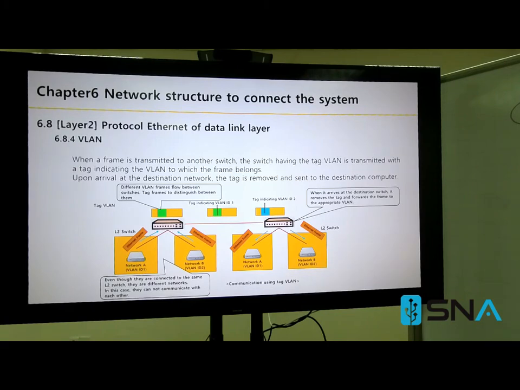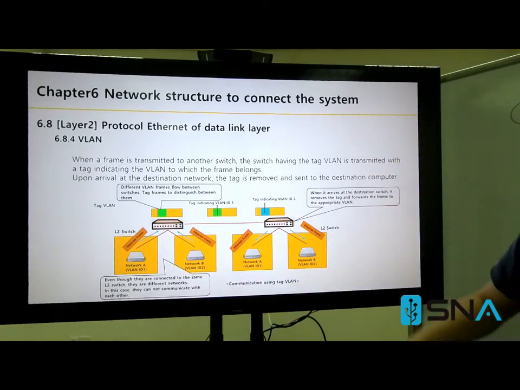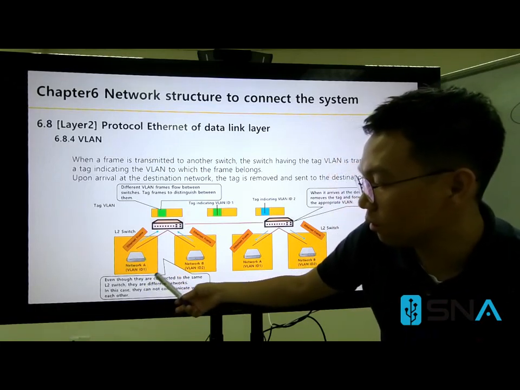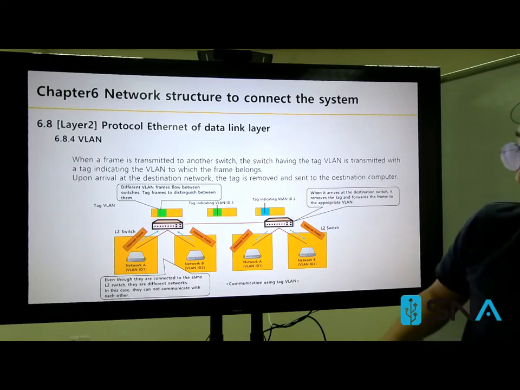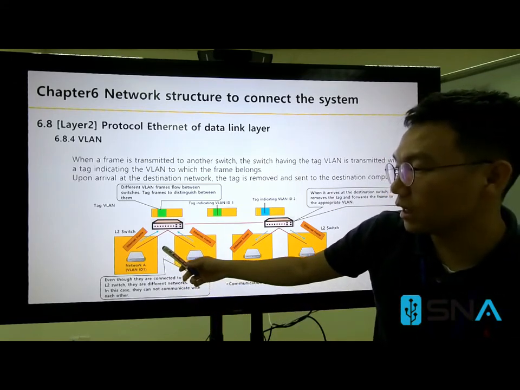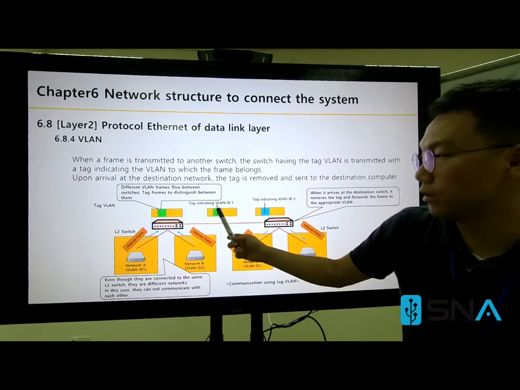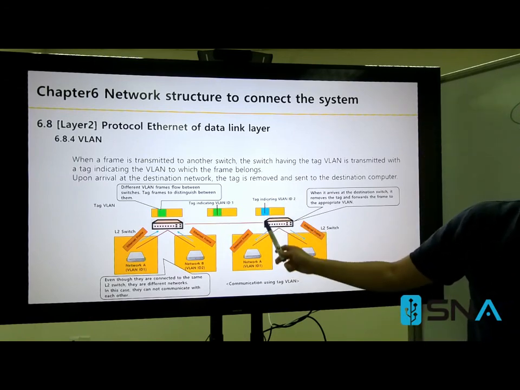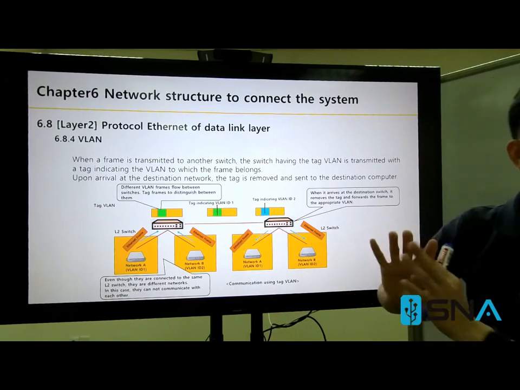So even though they are connected to the same L2 switch, they are different networks. There is VLAN ID 1 and VLAN ID 2. In this case, they cannot communicate with each other. Indicating VLAN ID 1, VLAN ID 2, this is tagging. It means different colors, different networks.